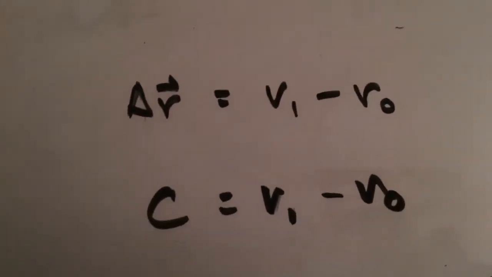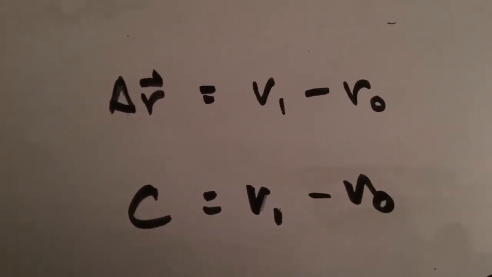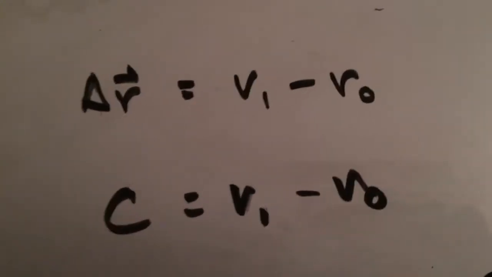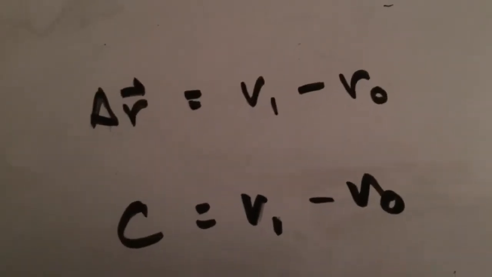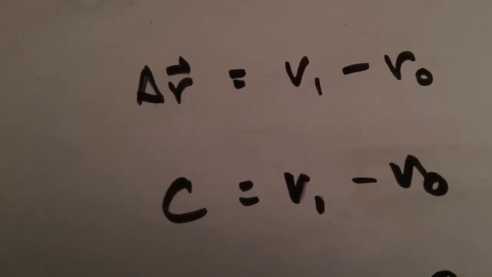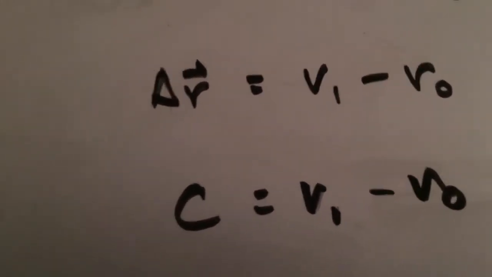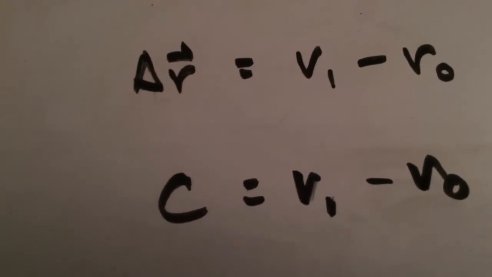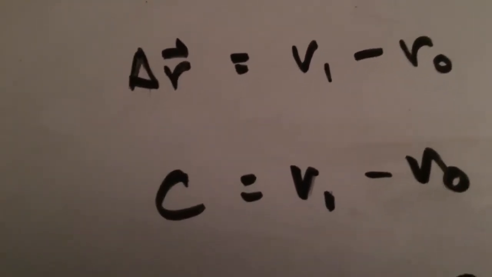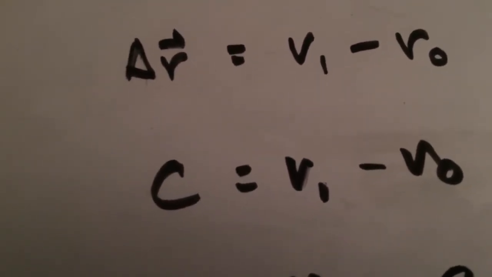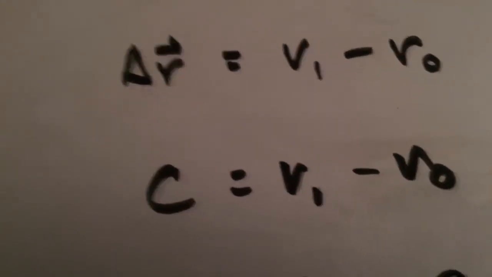To check our answer, we're going to use our change in velocity formula. Change in velocity is equal to our final velocity minus our initial velocity. Our change in velocity we found earlier and saved to the letter C. That was the magnitude of our change in velocity. Our change in velocity is actually a negative number. Our final velocity is less than our initial velocity.